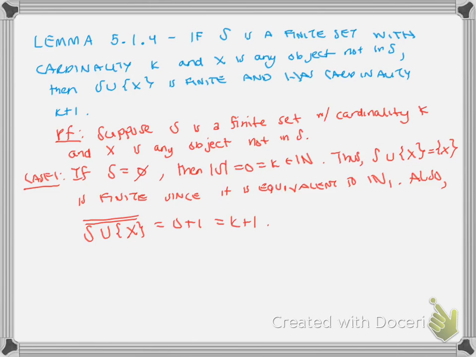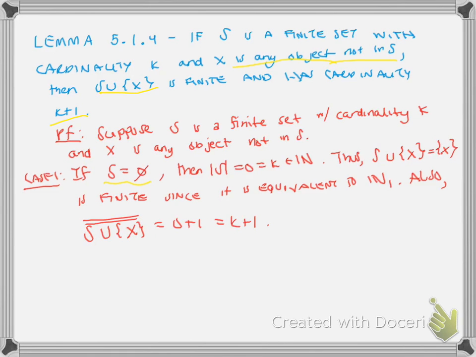So lemma 5.1.4: if S is a finite set with cardinality k and x is any object not in S, then S union the set containing x is finite and has cardinality k plus 1. So let's look at this proof. Suppose S is a finite set with cardinality k and x is any object not in S. Like I said, when you're supposing something is finite, you look at it in two cases: S is equal to the empty set, and when it's not.